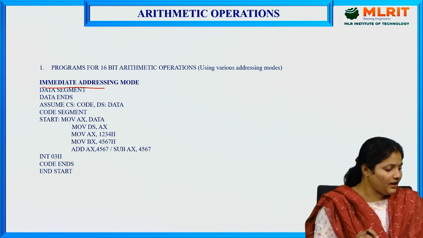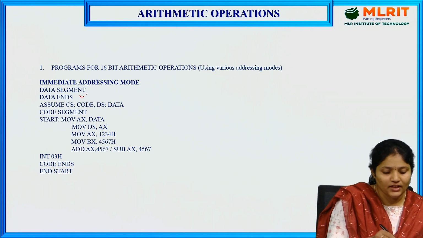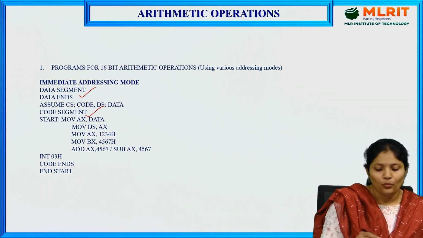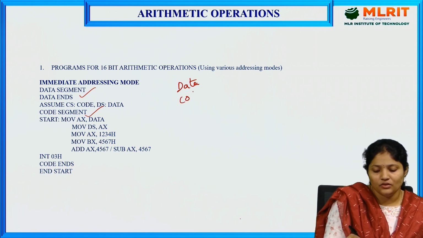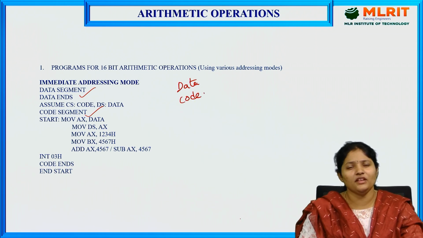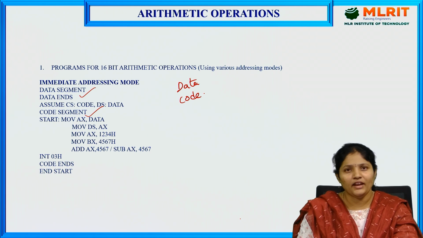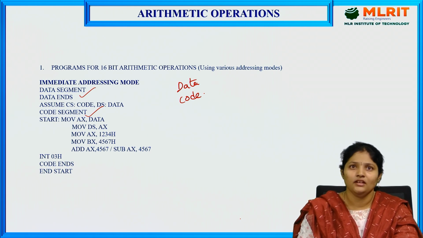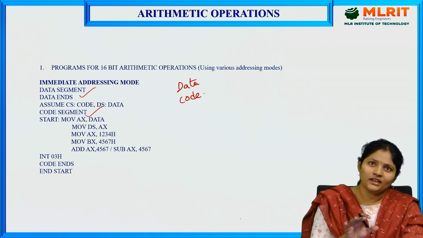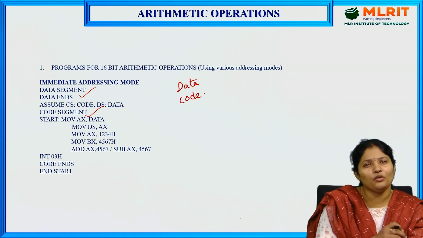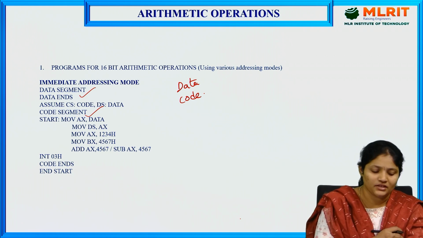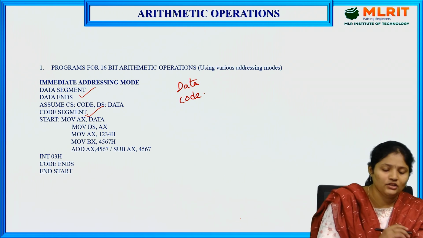Coming to the programming, here I'm using two segments. One is the data segment and another one is the code segment. As I already told you, the memory of the 8086 processor has been segmented into different segments. Each segment is of 64 KB. Out of 1 MB memory, it can have 16 segments, each having 64 KB. Out of those 16 segments, we will use only 4 segments at a time. But out of those 4 segments, in this particular program it is necessary to have only 2 segments. So that's why I'm using the data segment and code segment.